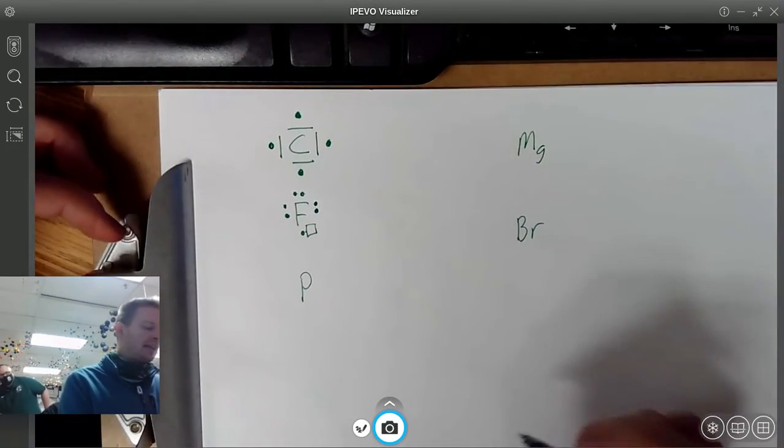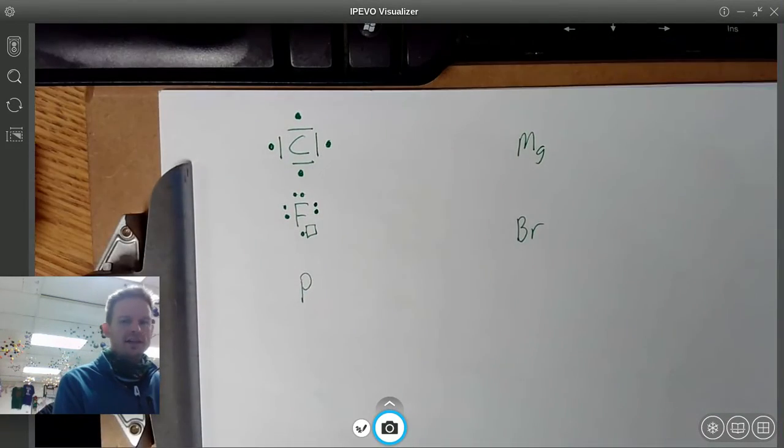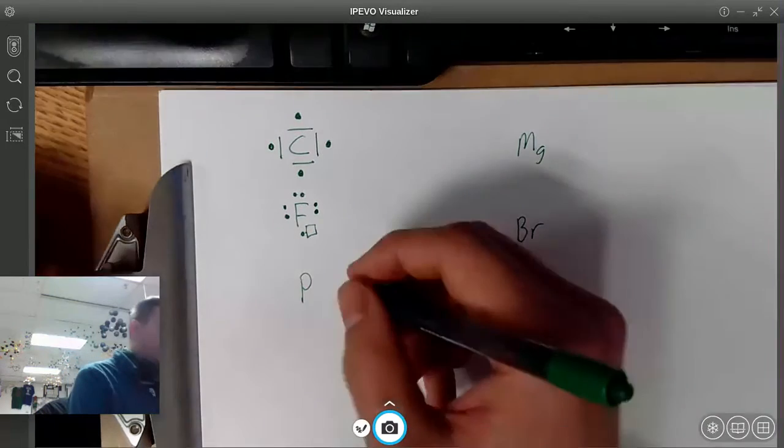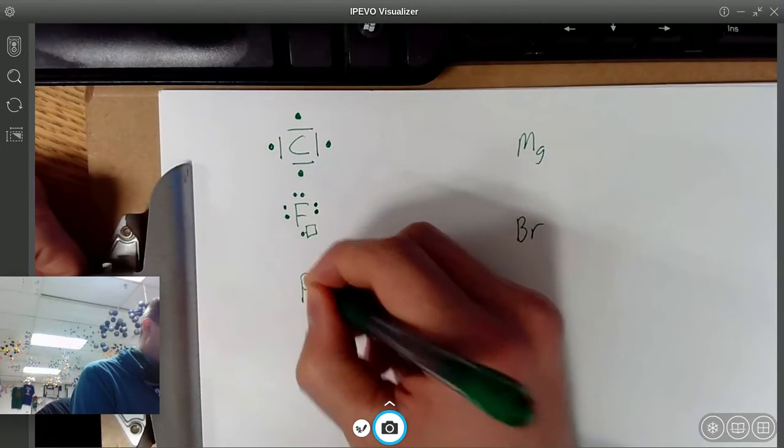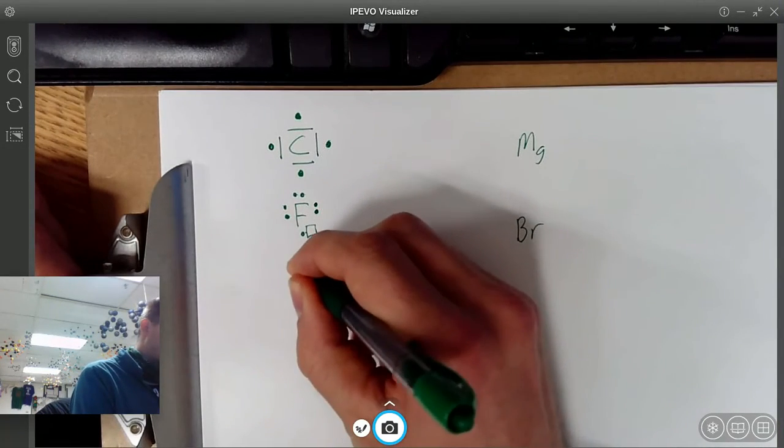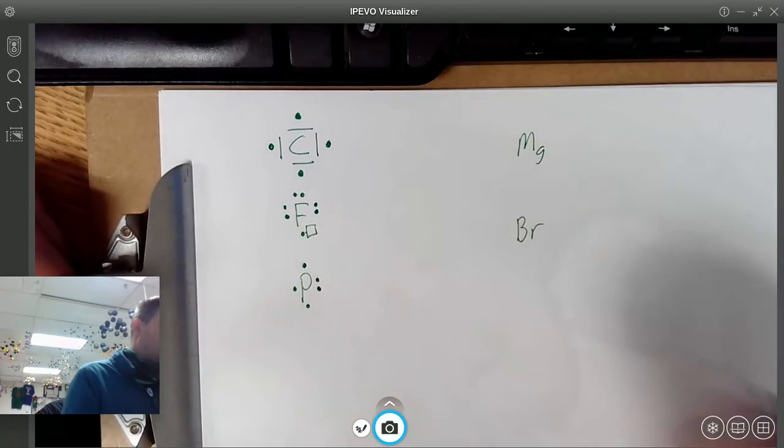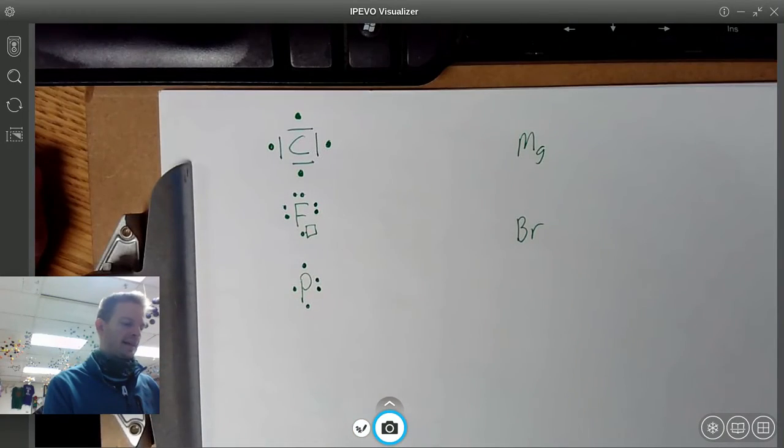Looking at phosphorus, right? It doesn't matter where phosphorus is. It's in energy level 2. If we look at it, it has 5 valence electrons. So again, we can just kind of go around our circle and we can place the electrons just like that.